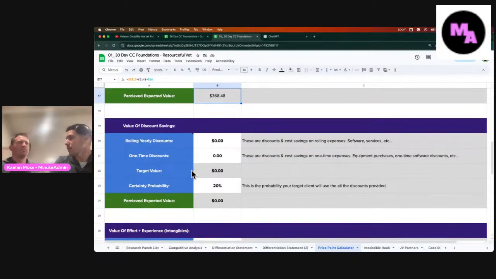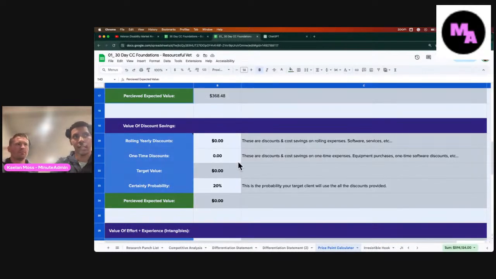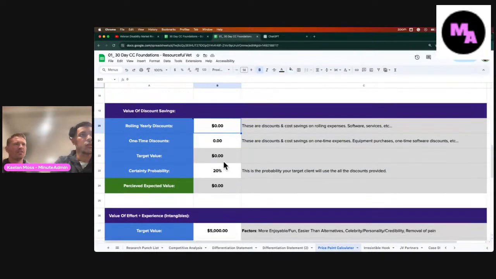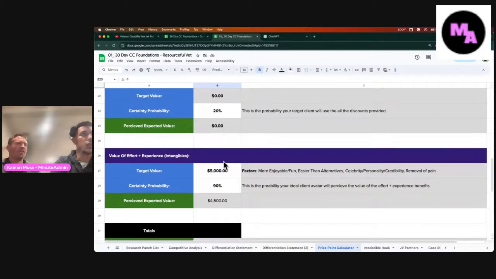Value of discount savings. Are there any discounts? Can you give them any affiliate links to anything? For example, if somebody takes the 30-day course creator, which is where we're getting this calculation from, they give people a 30% discount on Adobe Premiere or Final Cut Pro. We probably don't have any software we could give people a discount for right now. Right now it's discounted as it is, so until further notice I would just leave it as no discounts. You're already getting that discount.